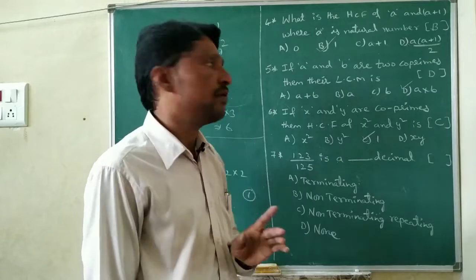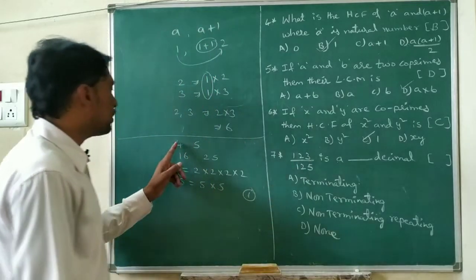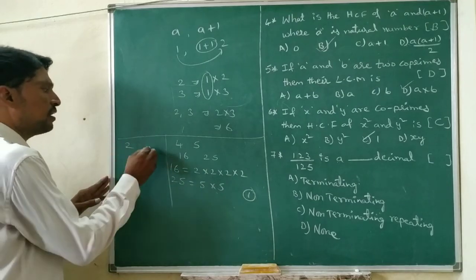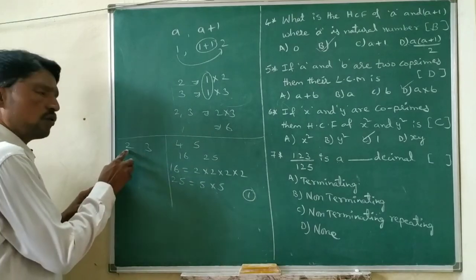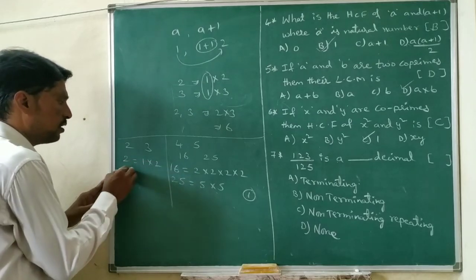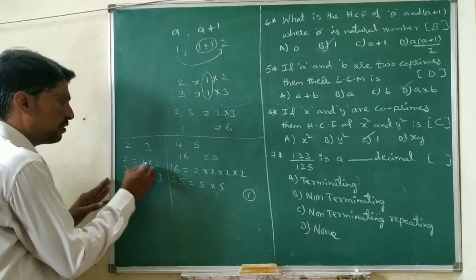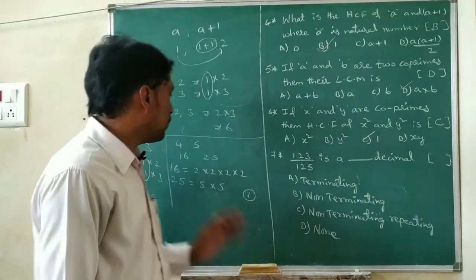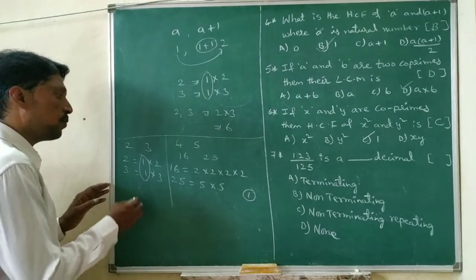Only 1 is a common factor for both numbers. I took 4 and 5 here. That means we can take 2 and 3 also. So we do not have a common factor. How can we write it? 1 into 2, 3 equals 1 into 3 only. So 1 is the common factor for both numbers. Like that, we can say they are co-prime numbers.